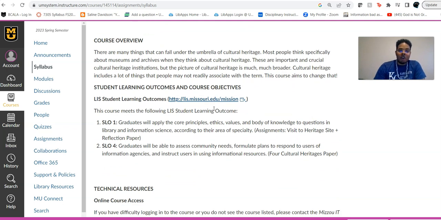There are many things that fall under the umbrella of cultural heritage. Most people think specifically about museums and archives when they think about cultural heritage. These are important and crucial, but the picture of cultural heritage is much, much broader. Cultural heritage includes a lot of things that people may not readily associate with the term. And this class aims to change that.